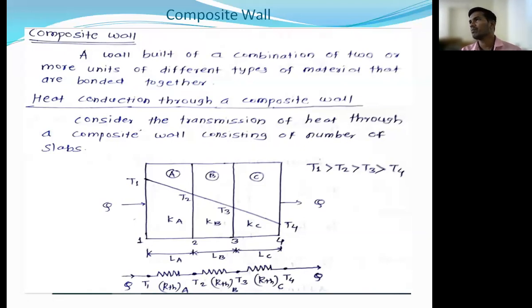Okay, a wall built up of a combination of two or more units of different types of material that are bonded together. Okay, so in practicals also there is one experiment: find out the thermal conductivity of composite wall. There also we have to use this equation, and by using that we have to calculate the rate of heat transfer for the composite wall.